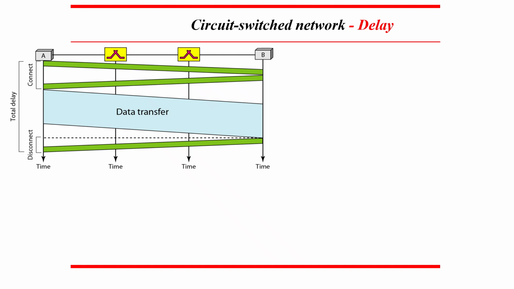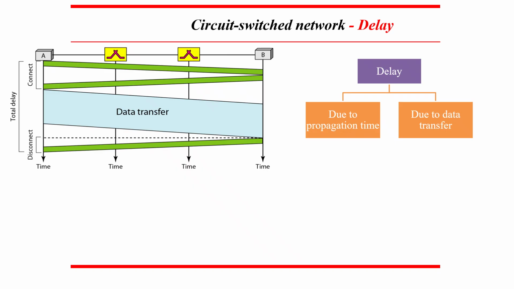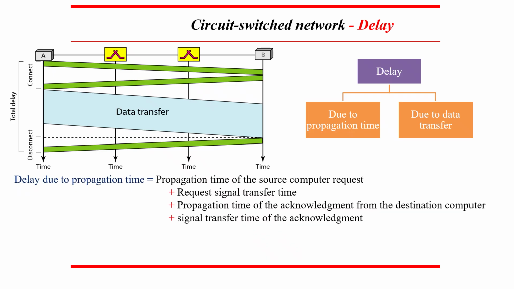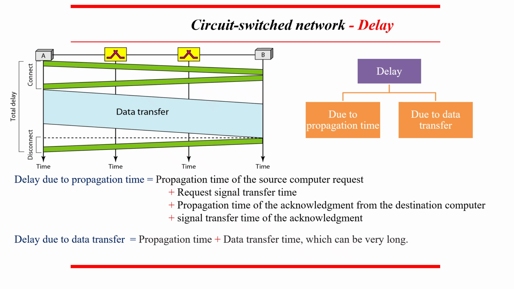Another problem with this circuit switched network is delay. There are two different types of delay generated in this circuit switched network. The one is due to propagation time, the other one is due to data transfer. The delay due to propagation time can be calculated as the sum of propagation time of the source computer request and request signal transfer time, propagation time of the acknowledgement from the destination computer, and the signal transfer time of the acknowledgement. The next delay, which is due to data transfer, is the sum of propagation time and data transfer time.